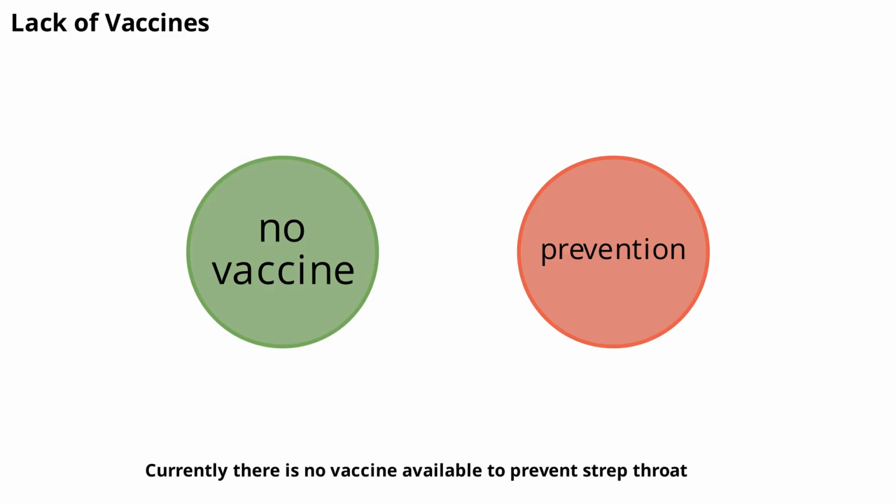Currently, there is no vaccine available to prevent strep throat. This means that other preventive measures, such as hygiene and avoiding close contact with sick individuals, are especially important. Research is ongoing, but for now, awareness and good habits are our best defense.